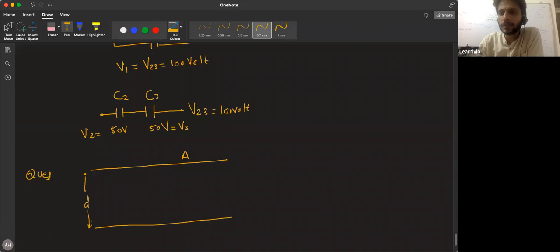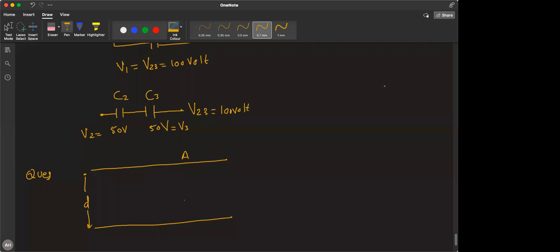What is the capacitance of this capacitor? Mehraj? Plate area is A and separation D. What is the formula for capacitance? Anshika, what's the formula for capacitance of this capacitor if plate area and separation is given? Yashika? Sir, A epsilon naught by D.